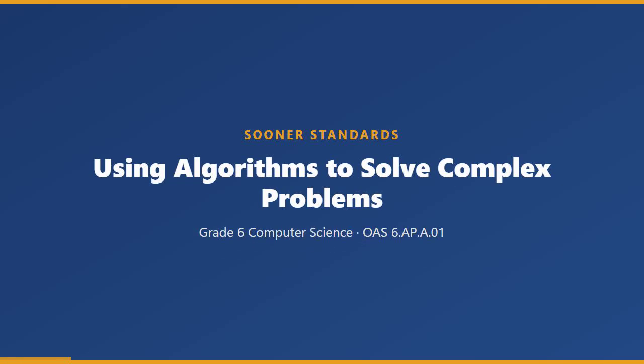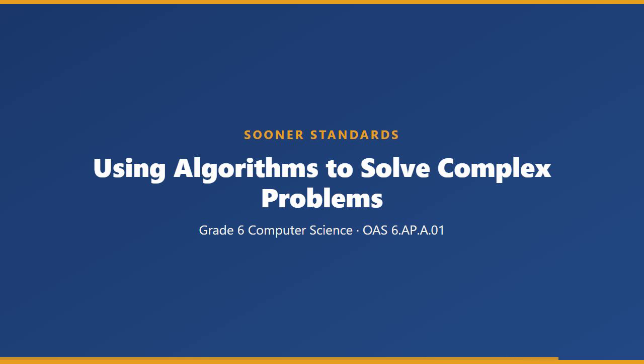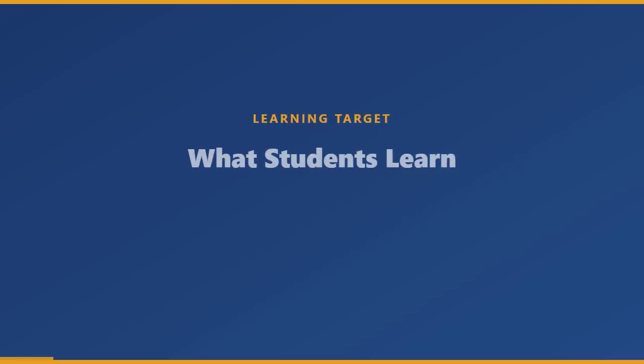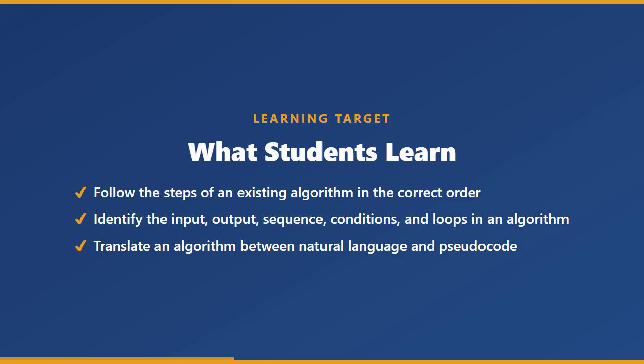From Sooner Standards. Using algorithms to solve complex problems. A complete Grade 6 computer science unit for Oklahoma Standard 6APA01. Students learn to use an existing algorithm, written in natural language or pseudocode, to solve a complex problem.